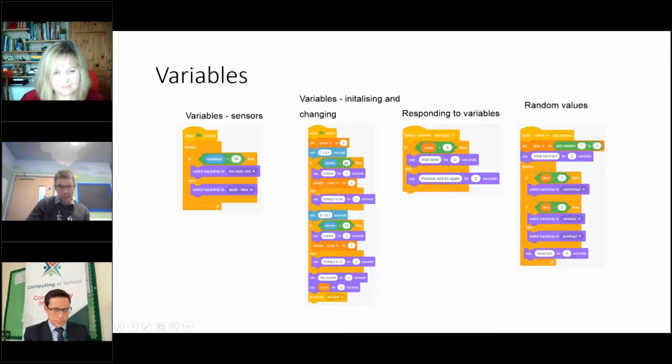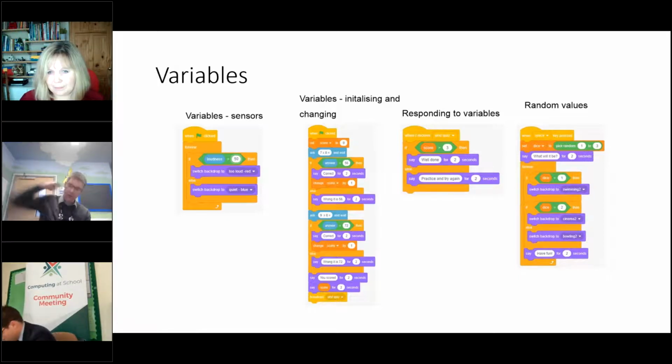Then we can build on the quiz that we've done and get pupils thinking about, well, actually, if I want to put a scoring system into my quiz, well, I'll need to initialize, I'll need to change the values. Then we could move on to actually, at the end of the quiz, could I then use their score to trigger something? So we've got well done if the score is greater than 3, practice and try again if it's less than 3.